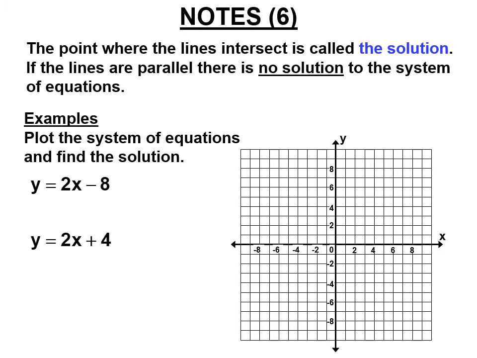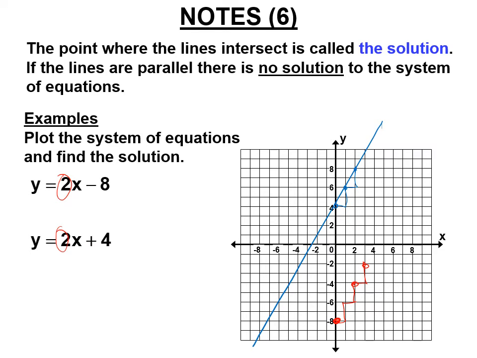So what if they don't intersect? What then? Well, let's look at this. These have the same slope, and so we should know what that means. It means the lines are parallel. The top one has a y-intercept of (0, -8) and a slope of 2. The bottom one has a y-intercept of (0, 4) and a slope of 2. And these two lines, since they have the same slope, should be parallel.